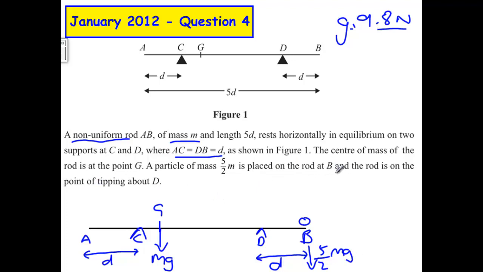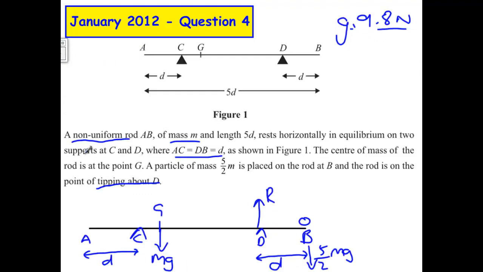Now finally it says the rod is on the point of tipping about D. Now what that means is the rod is at D, it's about to tip over. Now that's significant for this question because it means that the reaction force on the rod from the support at C is 0. It basically means this rod is only just touching the support, but it's not resting on it, so there's no reaction force upwards. So the only reaction force upwards is on the rod at D, and I'm just going to label that R. Okay, so that's our diagram drawn.